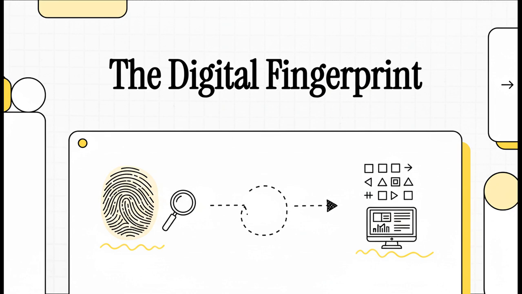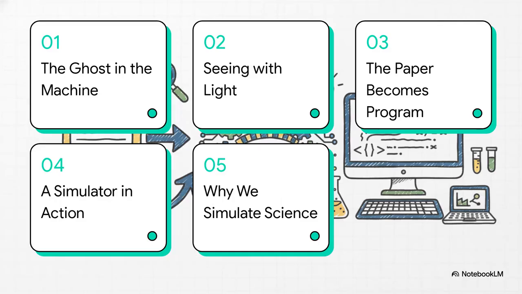So let's dive in. First up, we'll get to grips with the core problem, what I like to call the ghost in the machine. Then we'll see how some clever researchers used light to reveal it. After that, things get really cool as we watch the paper become a program, see that simulator in action, and then wrap up by asking, why does any of this even matter?